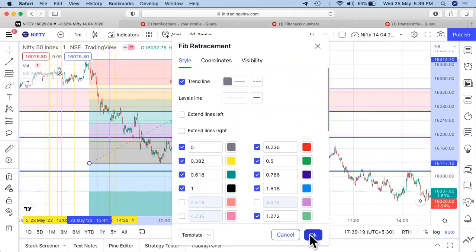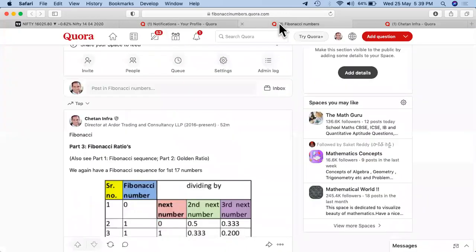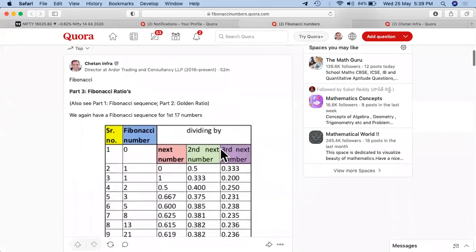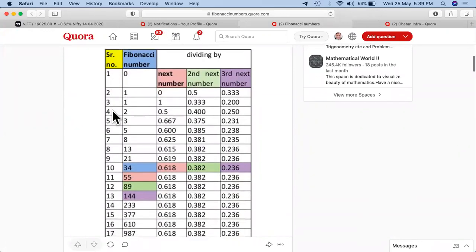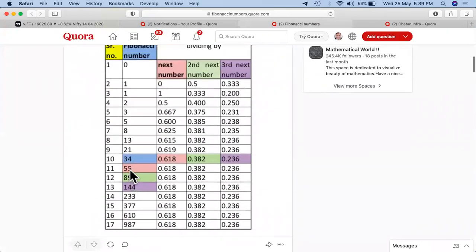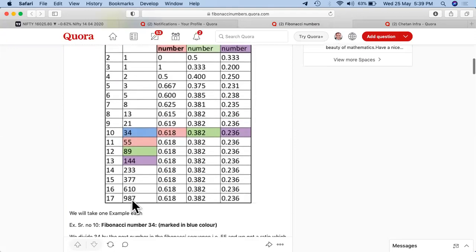Now let's try to find out how these ratios are being derived. So it becomes easier for us to understand the basic understanding or maybe the psychology behind that. So again, what we do is we write down the numbers starting from serial number, let's say 1 to 17. This is just taken for understanding purposes. Again, we have the Fibonacci sequence, 0, 1, 1, 2, 3, 5, 8, 13, 21, which goes up to 987, right?